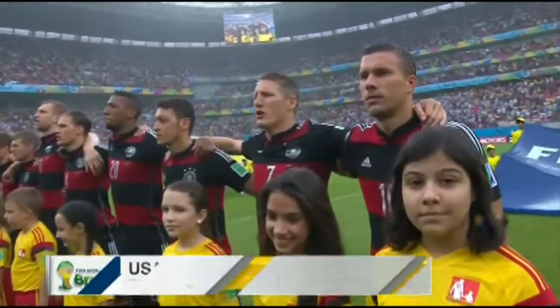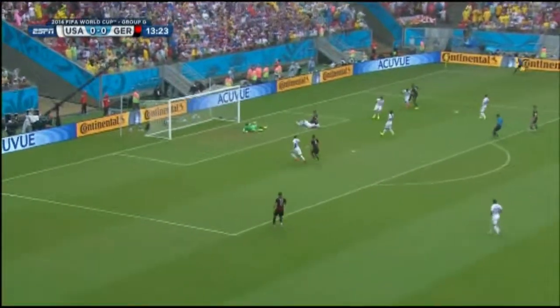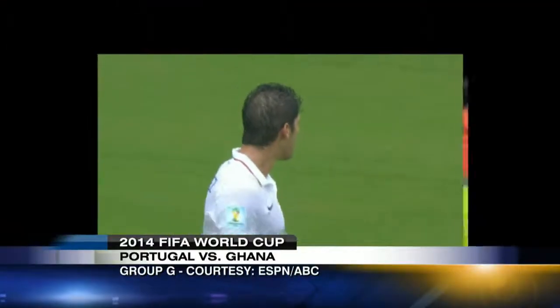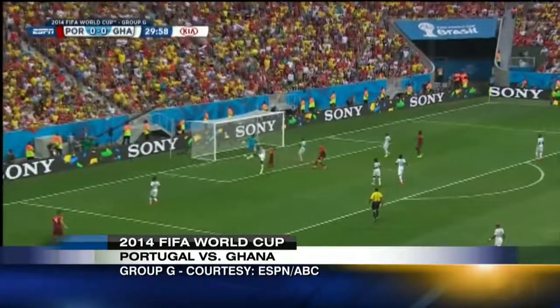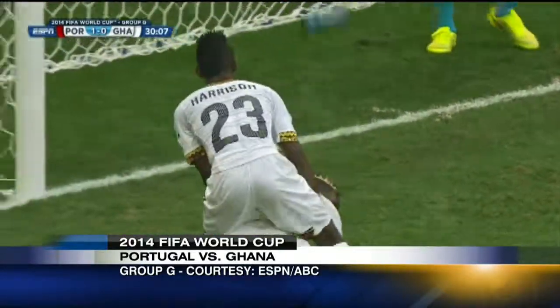Let's go to the 14th minute of this game. Germany on the attack, but Omar Gonzalez knocking the ball away to keep it scoreless. Now let's head over to Brasilia. 30th minute between Ghana and Portugal. John Boye tries to clear the Portugal cross, but instead it's a Ghana own goal.